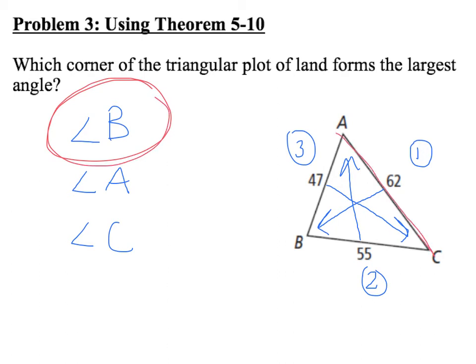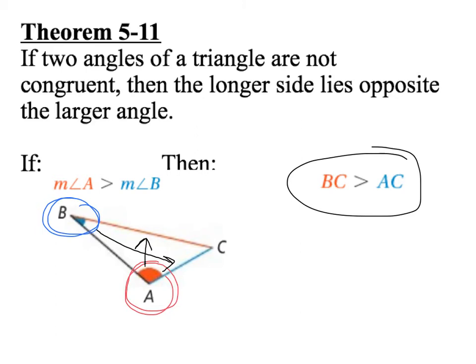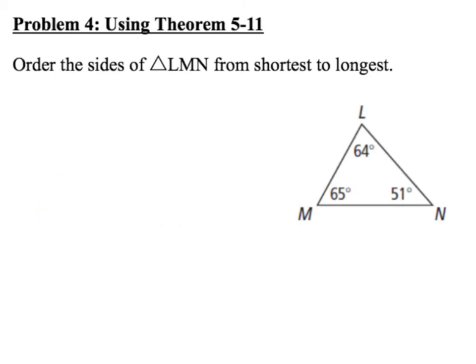Just as we can go from sides to angles, we can also go from angles to sides. If I know that this angle A is going to be larger than angle B, then I know the side opposite of it, BC, is going to be larger than AC. So I can write up this inequality. Here I have to number my sides from shortest to longest. First I'm going to look at my angles and say which is my smallest angle. 51 is my smallest. My second smallest would be 64.